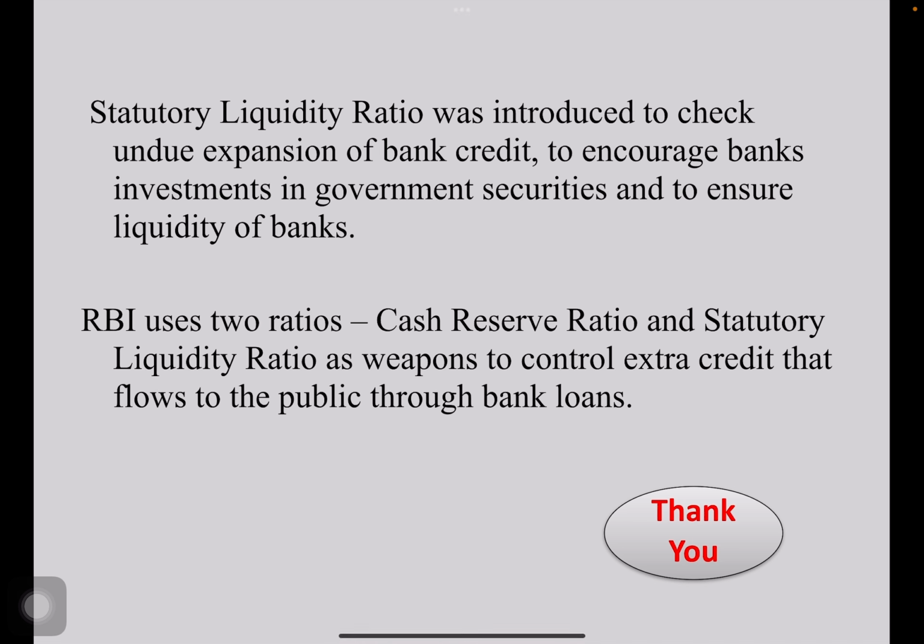Statutory liquidity ratio was introduced to check undue expansion of bank credit, to encourage banks to invest in government securities and to ensure liquidity of banks. That is the most important one. RBI uses two ratios, CRR and SLR, as weapons to control extra credit that flows into the public through bank loans.